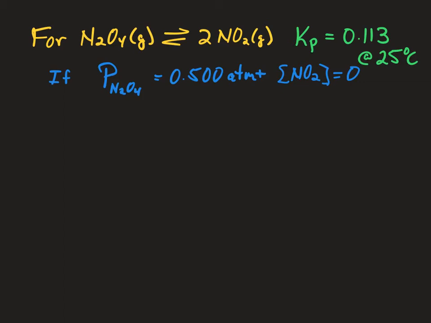Here we're considering the decomposition of dinitrogen tetroxide gas to make nitrogen dioxide gas, and note the stoichiometry. The equilibrium constant in pressure terms is given as 0.113 at 25 degrees Celsius. Equilibrium constants are temperature dependent, so you always need to know the temperature, or at least that the temperature is constant. And here they're giving us an initial pressure of dinitrogen tetroxide as 0.5, and they're telling us that the amount of nitrogen dioxide is 0. This should probably be expressed as a pressure, but if the concentration is 0, the pressure is 0.